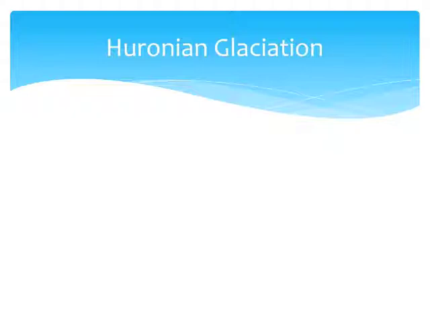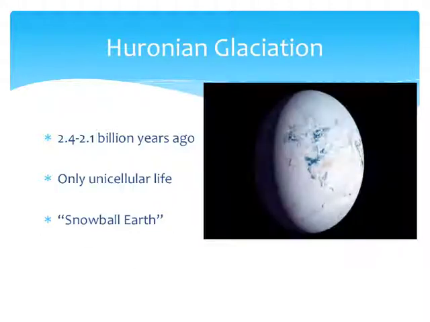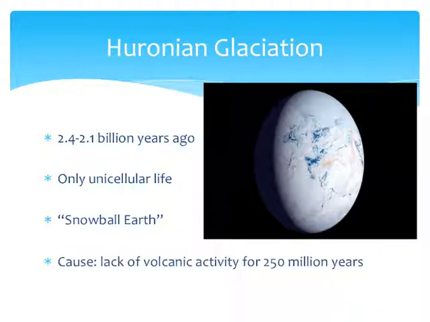The first ice age is known as the Huronian glaciation, which occurred about 2.4 to 2.1 billion years ago. At this time, only unicellular life inhabited the Earth. This period is known as the Snowball Earth because it is believed the Earth was completely frozen over during this ice age. The theory behind the cause is the lack of volcanic activity for 250 million years, which messed with the CO2 levels and led to our first ice age.